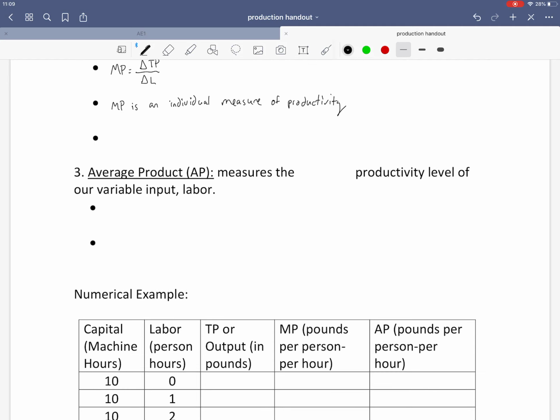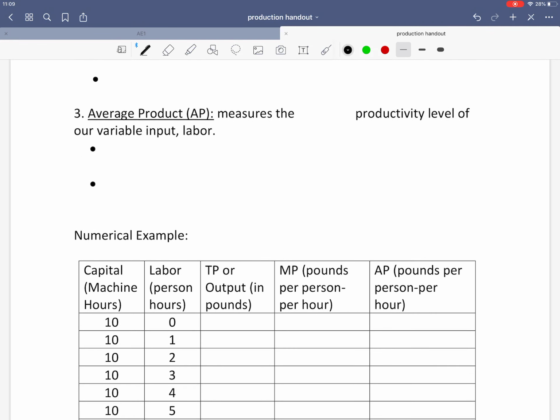Now, our third measure of short-run productivity is going to be our average product. Now, our average product measures, as the name implies, the average productivity level of our variable input, once again, which is labor. Now, the same way that you will find the average of anything, you just take the total and divide it by however many you have. So our average product is going to be equal to our total product divided by the amount of workers that we have, or our labor.